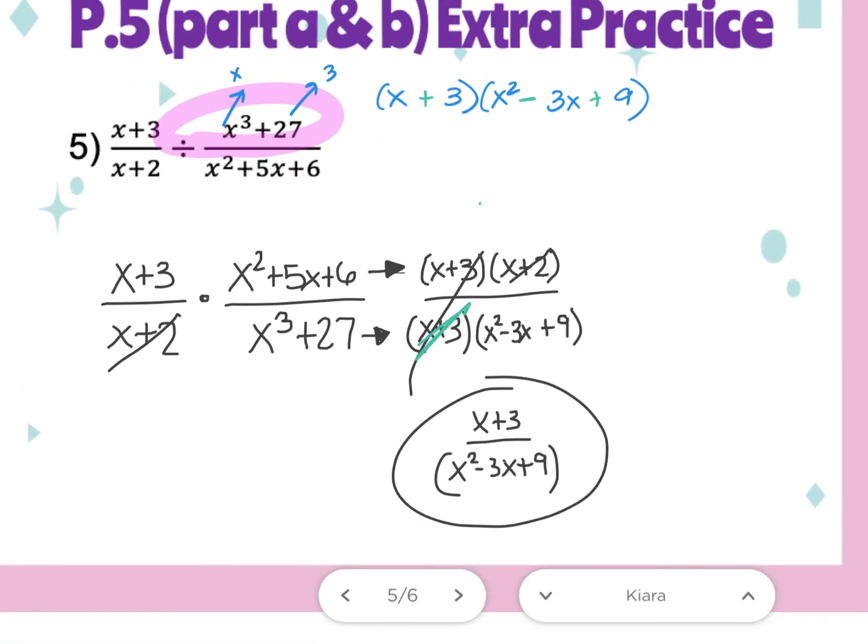You could have worked this way, okay? But again, that would have stayed. No matter what, you always have one x plus 3 at the end. And then x squared minus 3x plus 9 can't be factored. It stays just the way it is. Questions on that one?